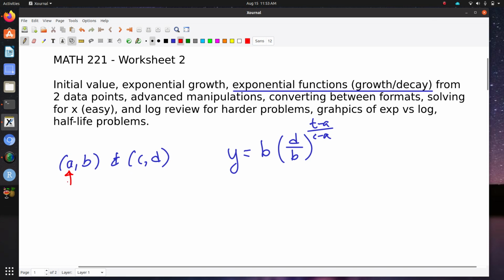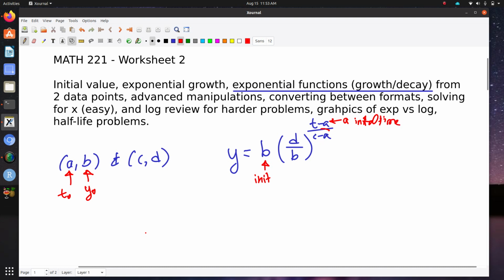And this is going to be your initial time, and this is going to be your initial value. And so what you're going to do is you're going to put the initial value here, and you're going to reset the time clock. So A is your initial time. So you're just going to shift everything so that you can start at any time you want.